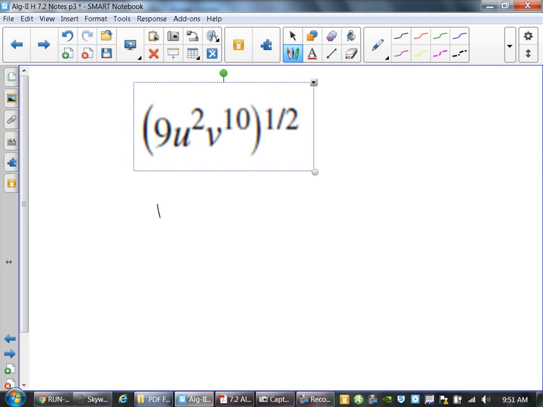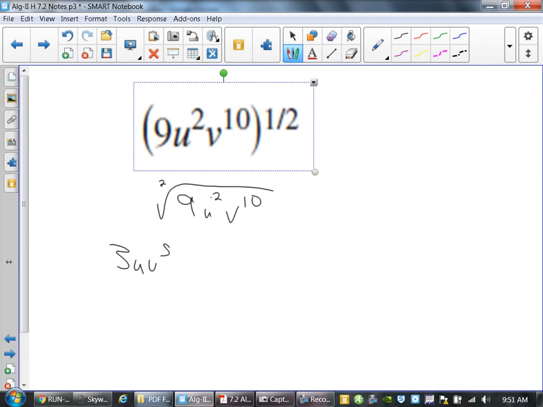Remember, this means the same thing as the square root of 9 u squared b to the 10th. What's the nth root here that you don't see? It's 2. What's the square root of 9? 2 goes into 2 how many times? 1 comes out. 2 goes into 10 how many times? 5 come out. Any left over? Done.